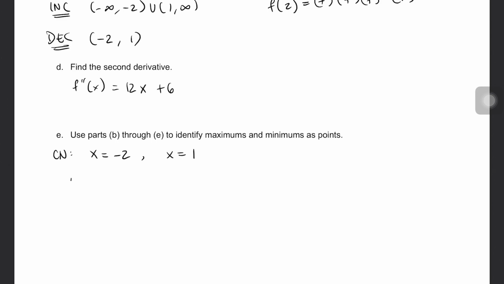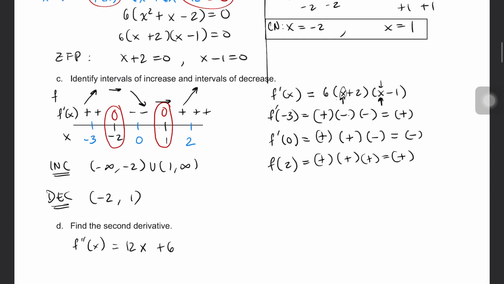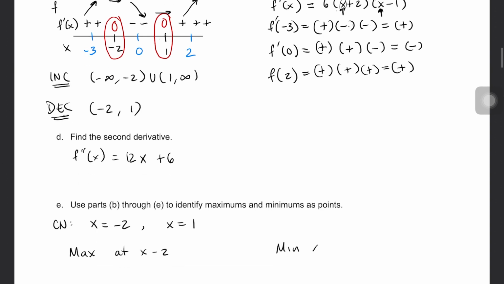So it's a max at x equals -2, and it's going to be a min at x equals 1.